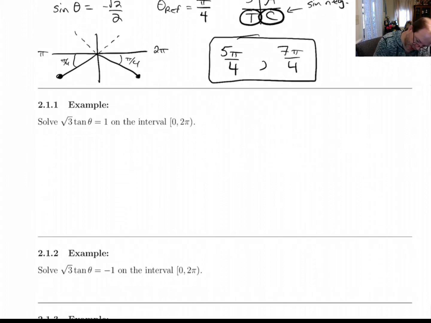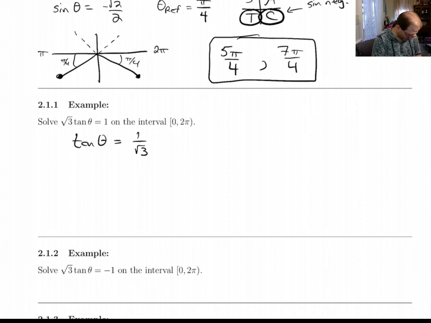Okay, here's a tangent. Tan theta is 1 over root 3. All right, so let's see. I'm cheating with my calculator. The tan of 30 degrees is this. So our reference angle is 30 degrees, but we got to put it in radians. So that's pi over 6.